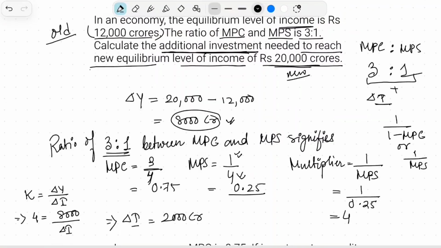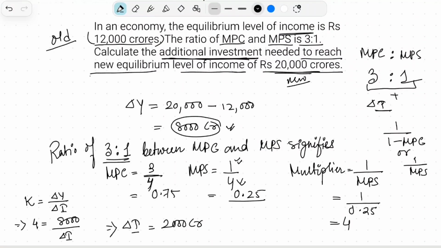So understand the question again. In an economy, the old level of income is 12,000 CR and the ratio between MPC and MPS is 3:1. You are required to calculate additional investment if it reaches new equilibrium level of income 20,000 CR. So this is the old income, this is the new income. We can easily find the change in income. How much? New minus old income, we get the change in income as 8,000 CR.